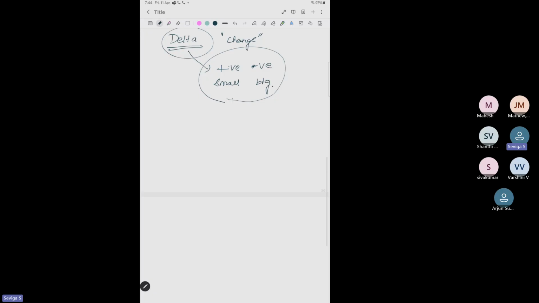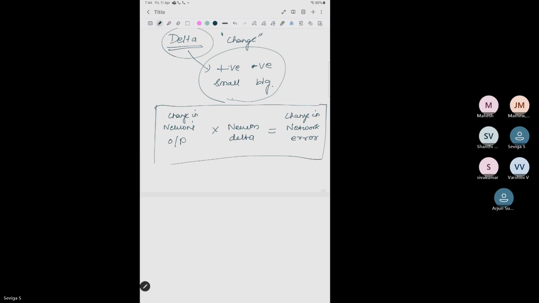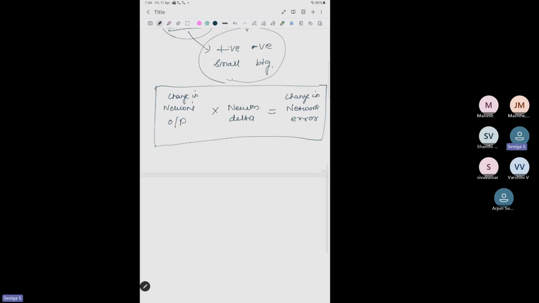How this is related is that the change in the neuron's output multiplied by the neuron's delta will tell you the change in the network error. So this is the relationship you need to understand.